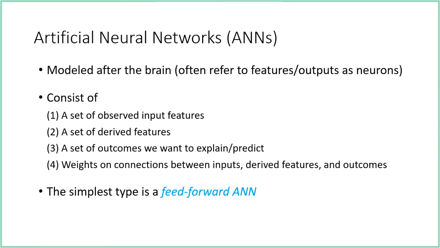ANN models themselves consist of a set of observed input features, so you can think about those as your predictors. In the example I just went through, we had sex, we had race, we had clinical markers, so double-stranded DNA, C3, C4, we had our urine biomarkers. We have a set of derived features. Derived features are things that we don't observe, but they represent some relationship between our predictors that we think helps us describe the outcome. And then we have a set of outcomes that we want to explain or predict. In the case of our last example, it was treatment response at 1 year in our lupus nephritis patients. So did they respond, yes or no? And finally, you have weights that connect the input layer to the derived features to the outcomes.